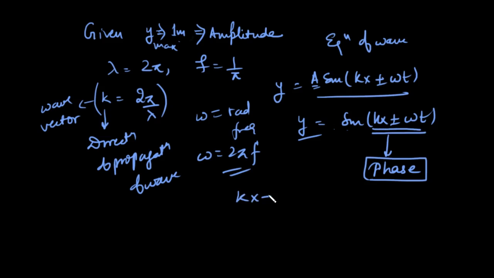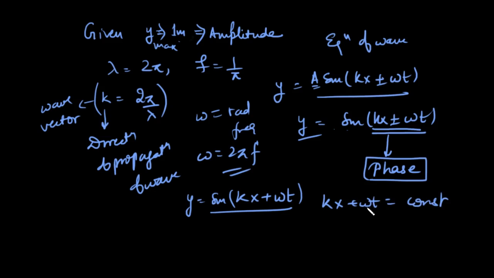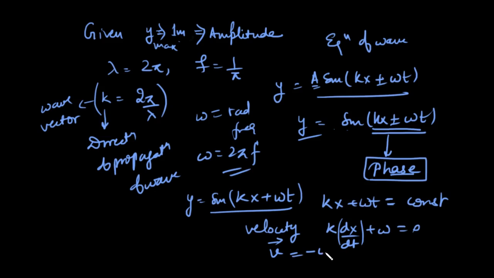For example, if I take y equal to sine of kx plus omega t as the wave, how do I know whether it's traveling in the positive or negative direction? What we do is, kx plus omega t would be constant for a particular x and a particular y. So I now differentiate this. We get k dx by dt plus omega equal to 0. Dx by dt here indicates the velocity of the wave. Velocity means v vector, so it has a direction. So v vector is minus omega by k.